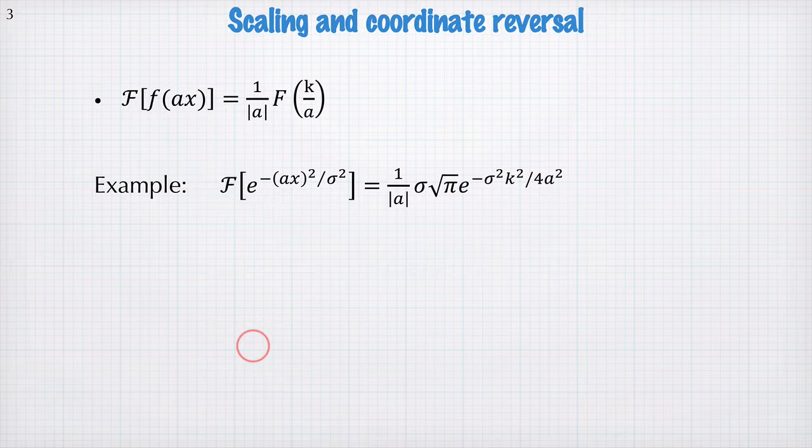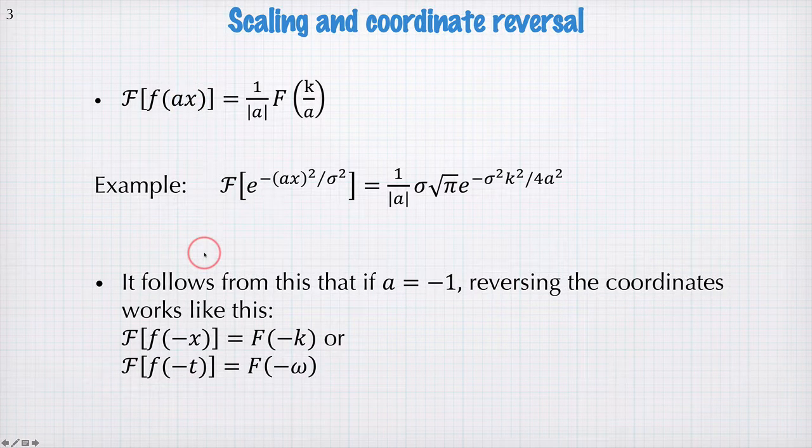Now we can also choose this constant a here to be minus 1. In this case, we have coordinate reversal. So f of x becomes f of minus x, and this becomes the Fourier transform function, capital F, of minus k, or in time coordinates, f of minus t becomes the Fourier transform, capital F, of minus omega. The scaling out the front here is 1 on the absolute value of a, so we do not pick a minus sign up out the front here. If you reverse the coordinates in real space, you reverse the coordinates in frequency space without any extra scaling factor out the front.